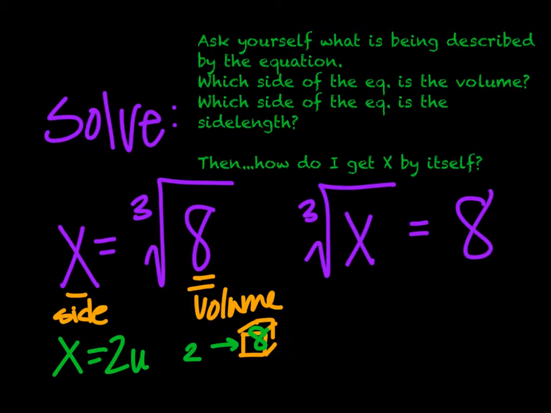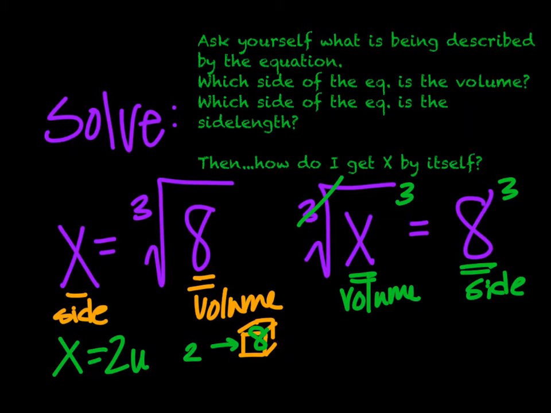This other one, we have the cube root of x is equal to 8. We are looking at x this time, it's the volume, and this 8 is our side length. So in order to undo what's happening to our x, we need to cube both sides. So the cube root is undone by that cubing, and all we have left is x. 8 cubed is 8 times 8 times 8. And so we end up getting the answer of 512 units cubed. So then we're seeing that the volume is a much bigger number.